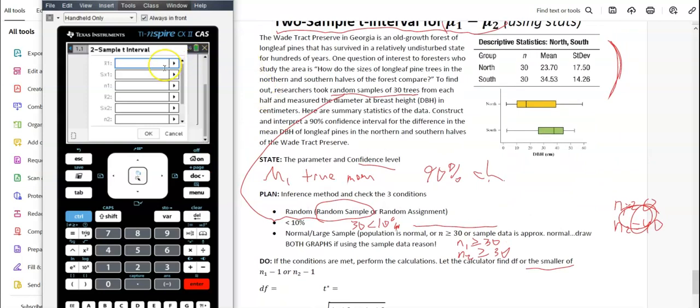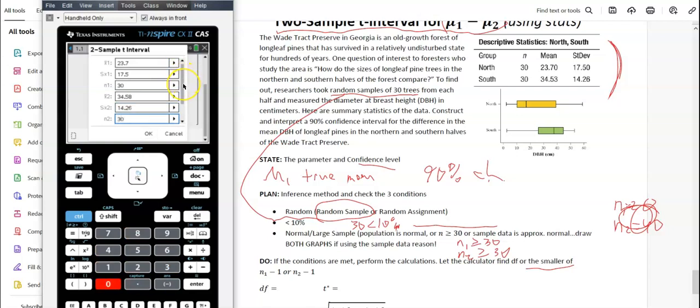So let's find it. So x1, I'm going to consider north my x1. So the mean is 23.7. Standard deviation of the north is 17.5. The sample size is 30. The south is 34.58, 14.26 and 30. Now be careful.